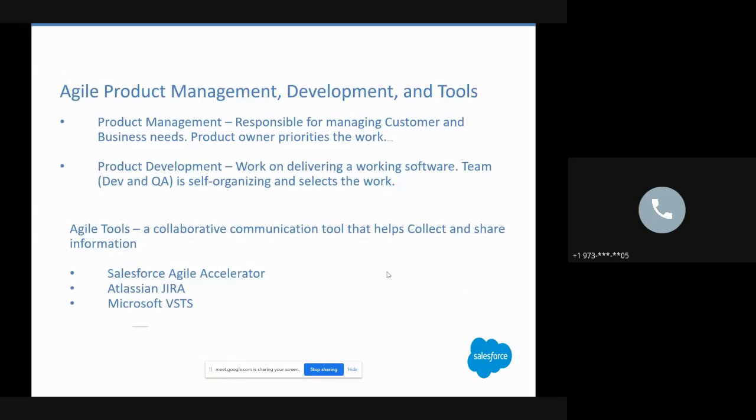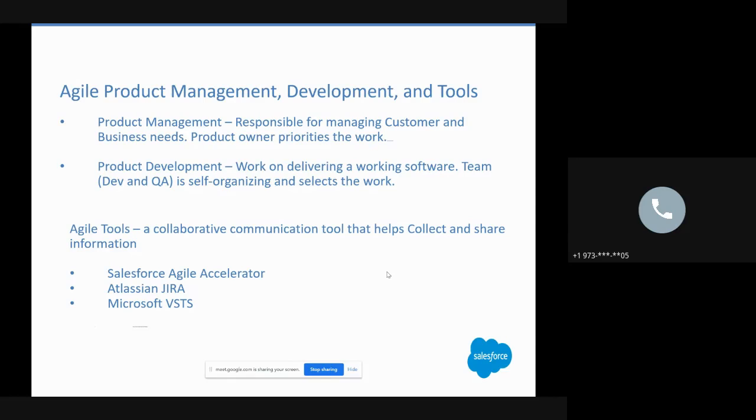Okay. So Agile product management, product development, and tools. I just put this slide just to differentiate what product management is. It's common sense, we all know, but from what the Agile principles and set of values talk about, product management is responsible for managing customer and business needs. They are the ones who prioritize, and the product owner is part of that, essentially.